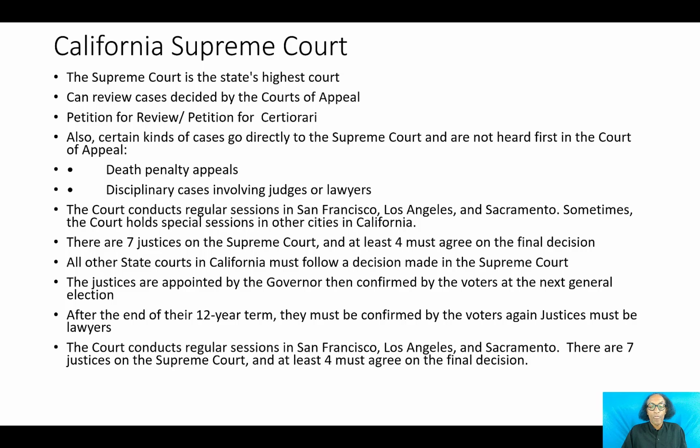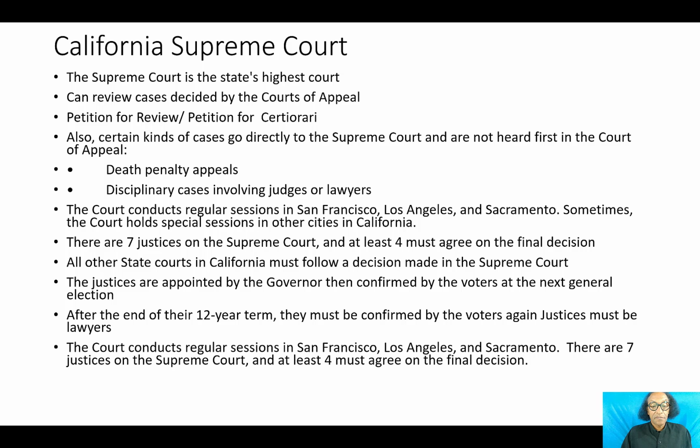So if you ever want to watch oral arguments or see how the California Supreme Court does its business when it comes to Los Angeles, just call or check online. You can go and attend. There is no requirement. Anyone can attend oral arguments.